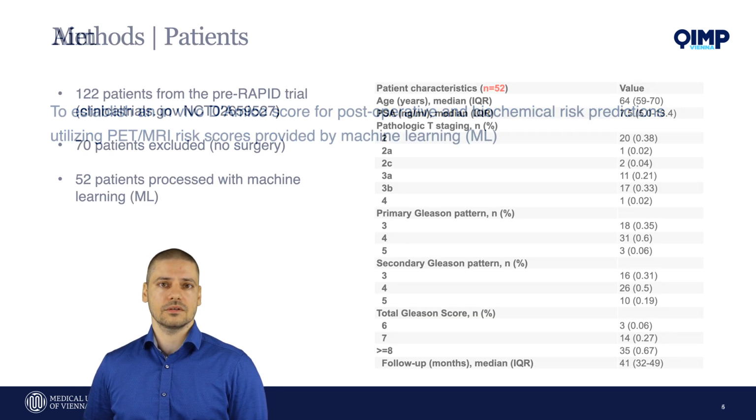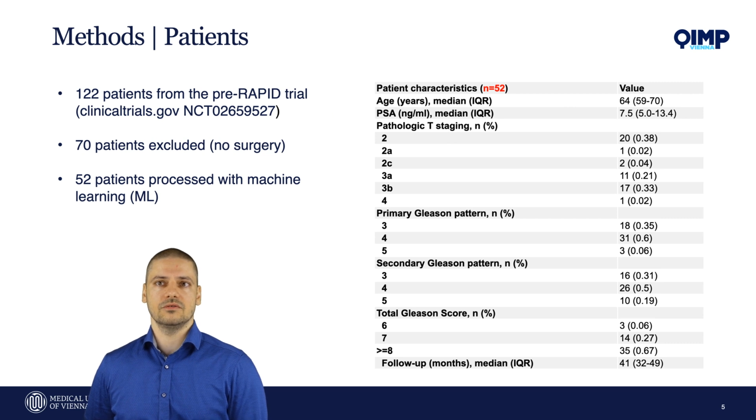In order to conduct our studies, we collected 122 patients from the pre-rapid trial of ours, and we included 70 patients furthermore in our study because these patients had surgery. We wanted to choose these patients because we wanted a very stable ground truth in the form of full mount histopathological slices. Overall, 52 patients were processed with machine learning because these patients had the risk assessment and the biochemical recurrence.